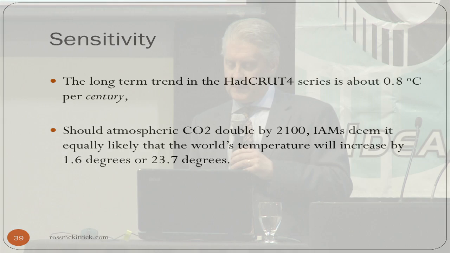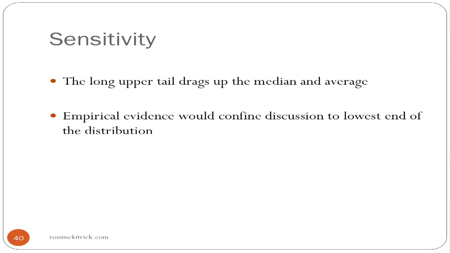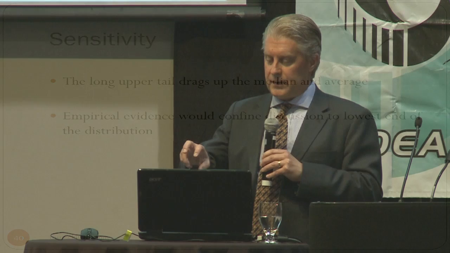In the models, should atmospheric CO2 double by 2100, the integrated assessment models deem it equally likely that the world's temperature will increase by 1.6 degrees or 23.7 degrees. So they have this big upper tail, and that's what drags the average up in these calculations. If we were just using empirical evidence, that would force the whole discussion down to the low end of the distribution. And so that's what you get when you have one class of models that's calibrated to another class of models rather than the models being calibrated to empirical evidence. And that's the problem that we're in with the integrated assessment models.